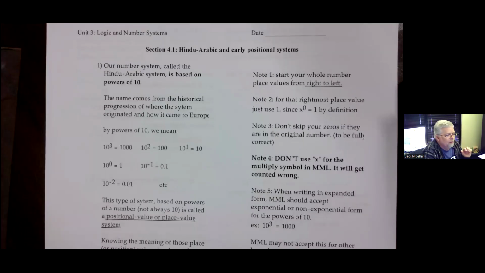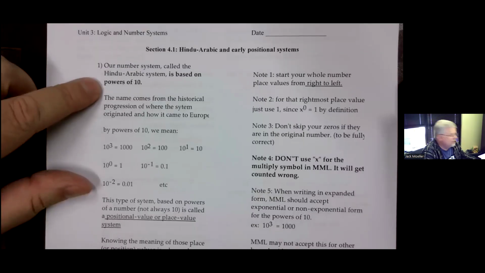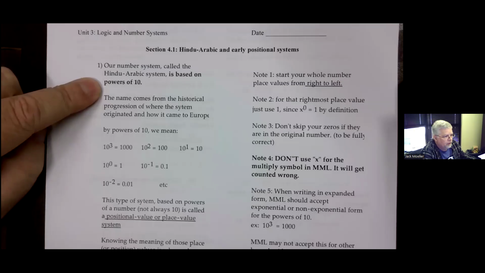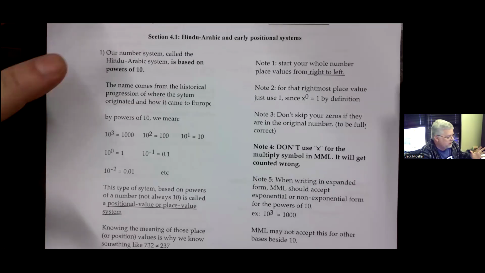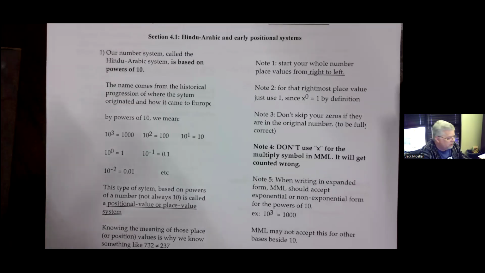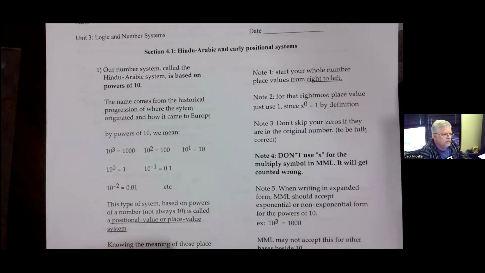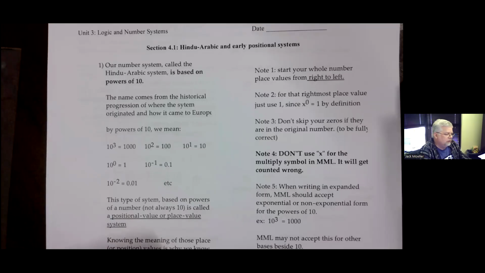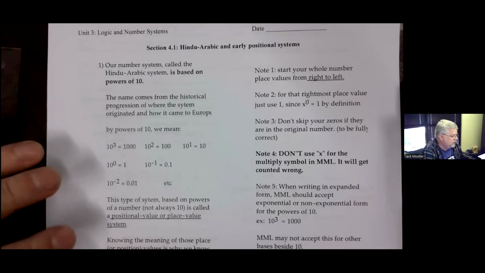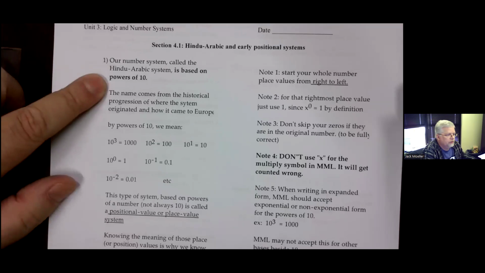Okay, so what is our system based on? It's based on powers of 10. And the reason it's based on 10 is that as a species, we have 10 fingers. If we had 8 fingers, we'd be working on a base 8 system, and so on. But because of our fingers, we're focusing on powers of 10.